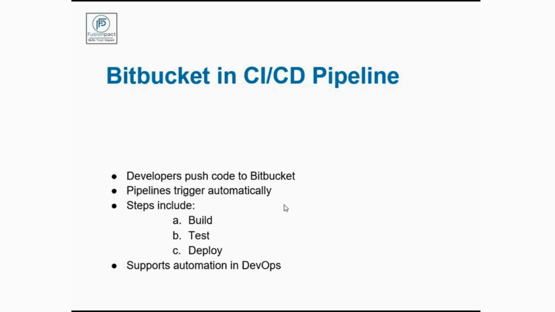Bitbucket in the CI/CD pipeline. Whenever developers push the code to Bitbucket, we can trigger the pipelines automatically. The different stages involved are build, test, and deploy. So Bitbucket also supports automation in DevOps.